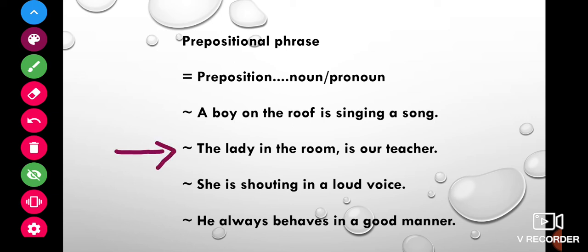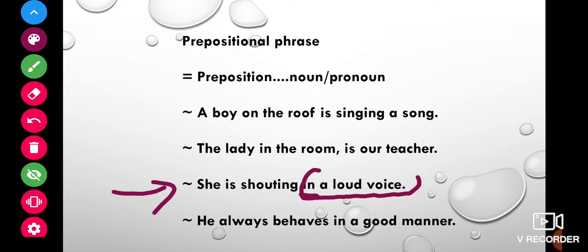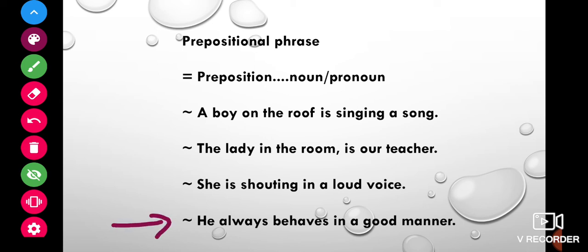The lady in the room is our teacher. In is the preposition, the room is the noun. So in the room is a prepositional phrase in this sentence. She is shouting in a loud voice. Here in is a preposition. So in a loud voice is a prepositional phrase. He always behaves in a good manner. Here in is a preposition. So in a good manner is a prepositional phrase.